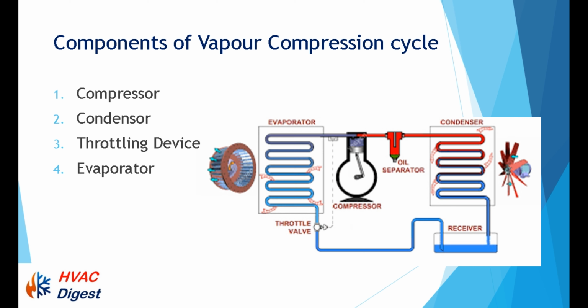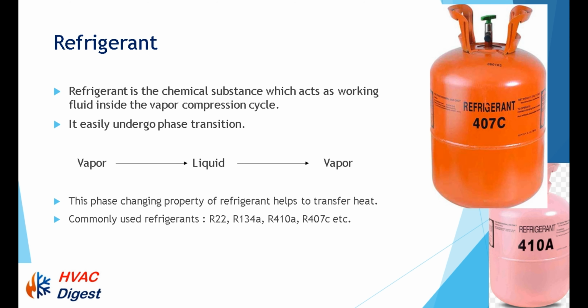Before going to the operation principle, let's see what is refrigerant. Refrigerant is the chemical substance which acts as working fluid inside the vapor compression cycle. Refrigerant must have a special property of phase transition. During the entire cycle, refrigerant should easily boil to change its liquid state to vapor and easily condense from vapor to liquid repeatedly in order to transfer heat. Due to this, a fluid which has a boiling point lower than water is generally used as refrigerant. Even a very small amount of thermal energy is sufficient for this phase transition.